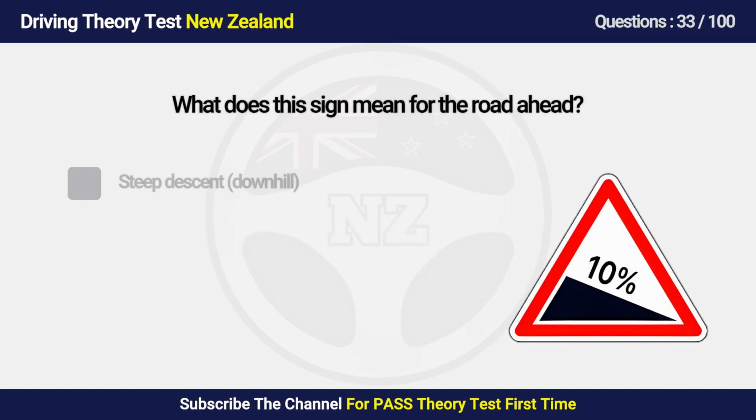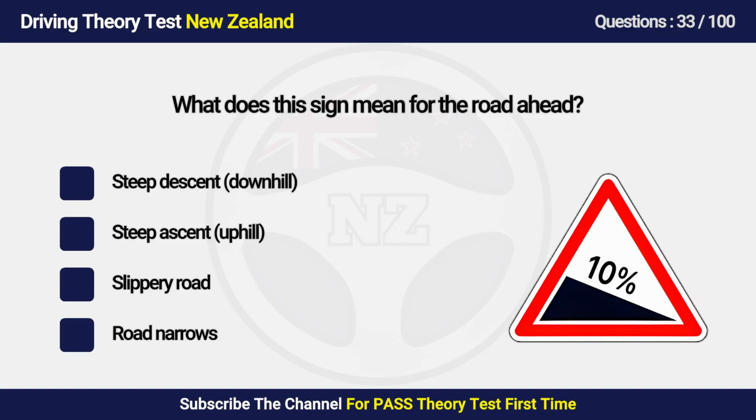Question 33. What does this sign mean for the road ahead? A. Steep descent downhill. B. Steep ascent uphill. C. Slippery road. D. Road narrows.